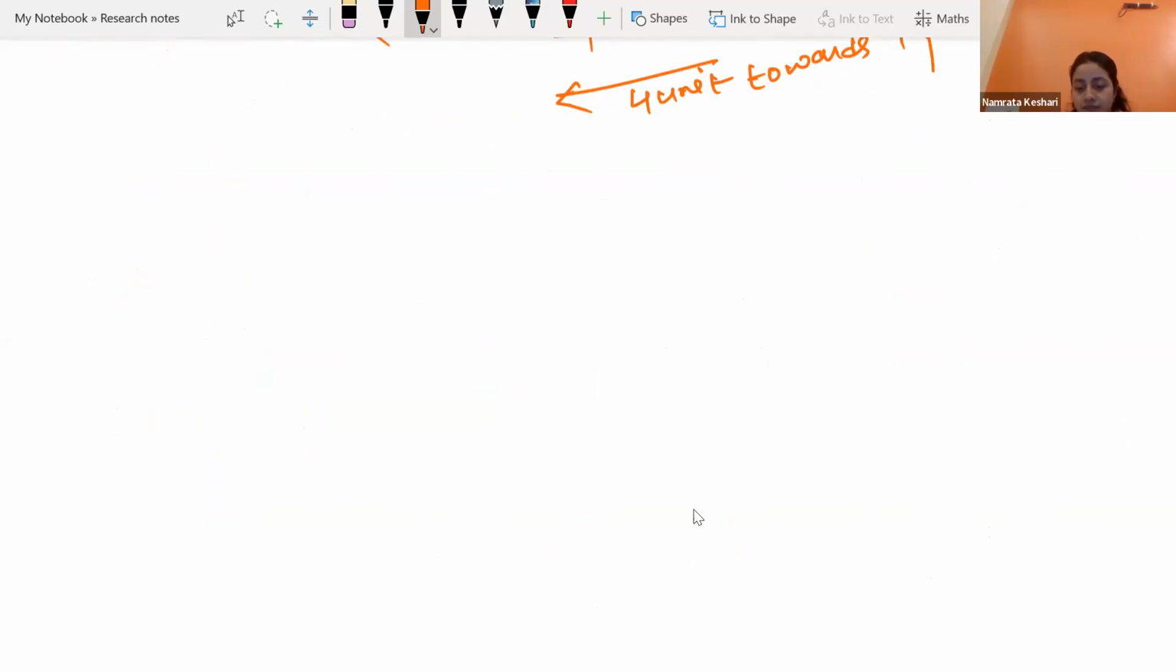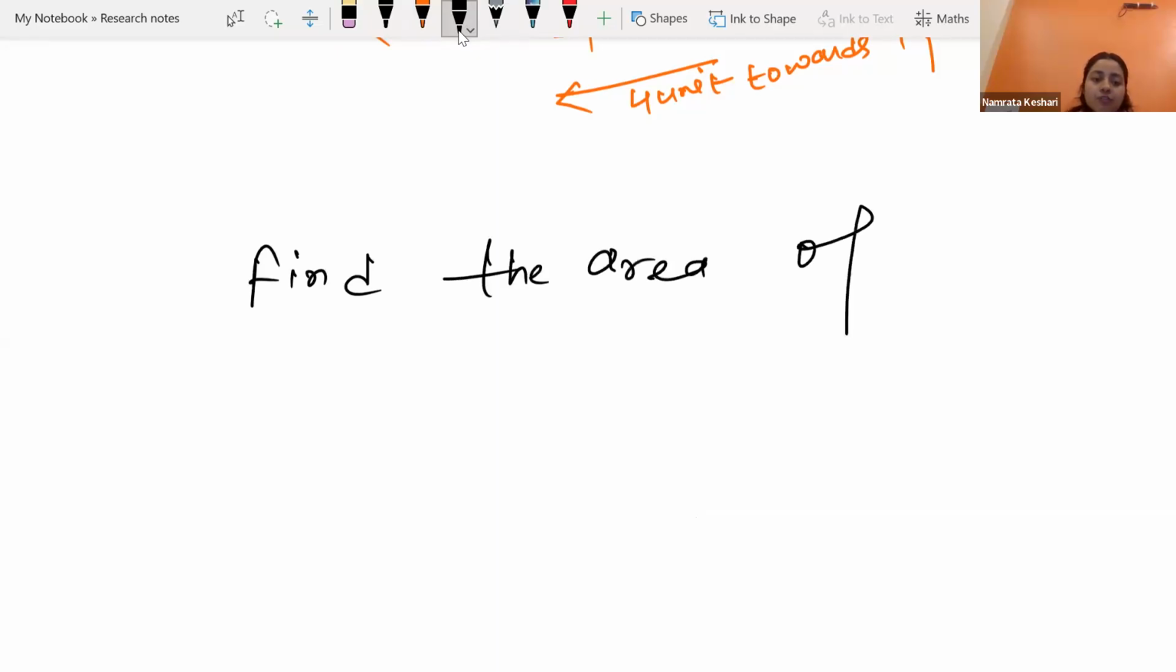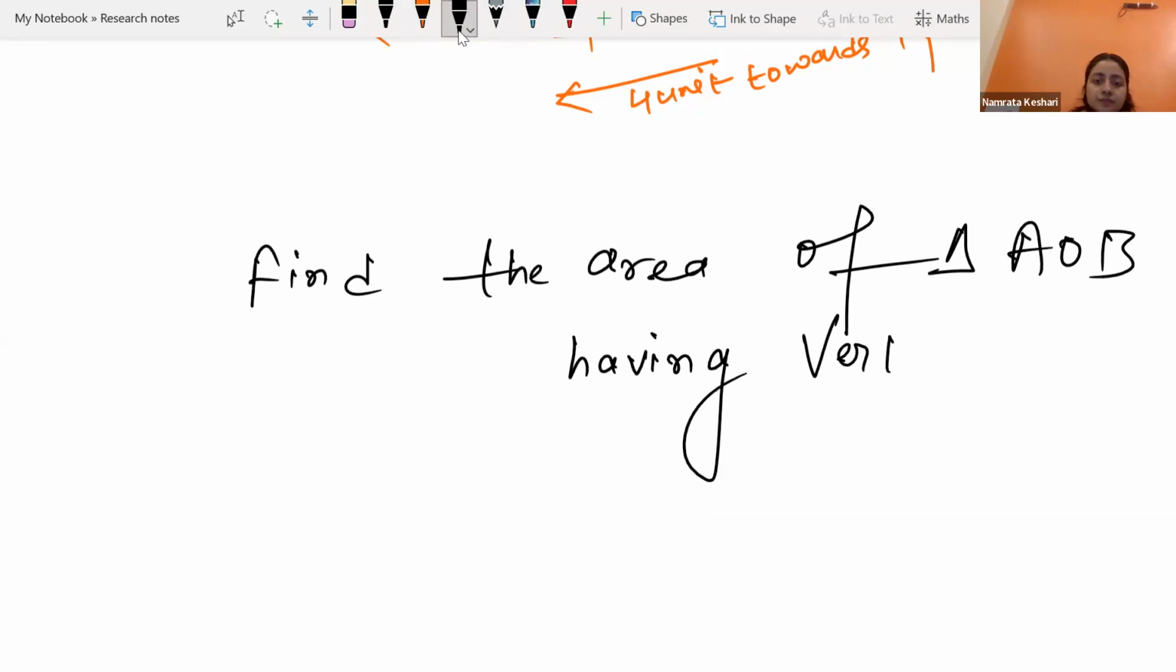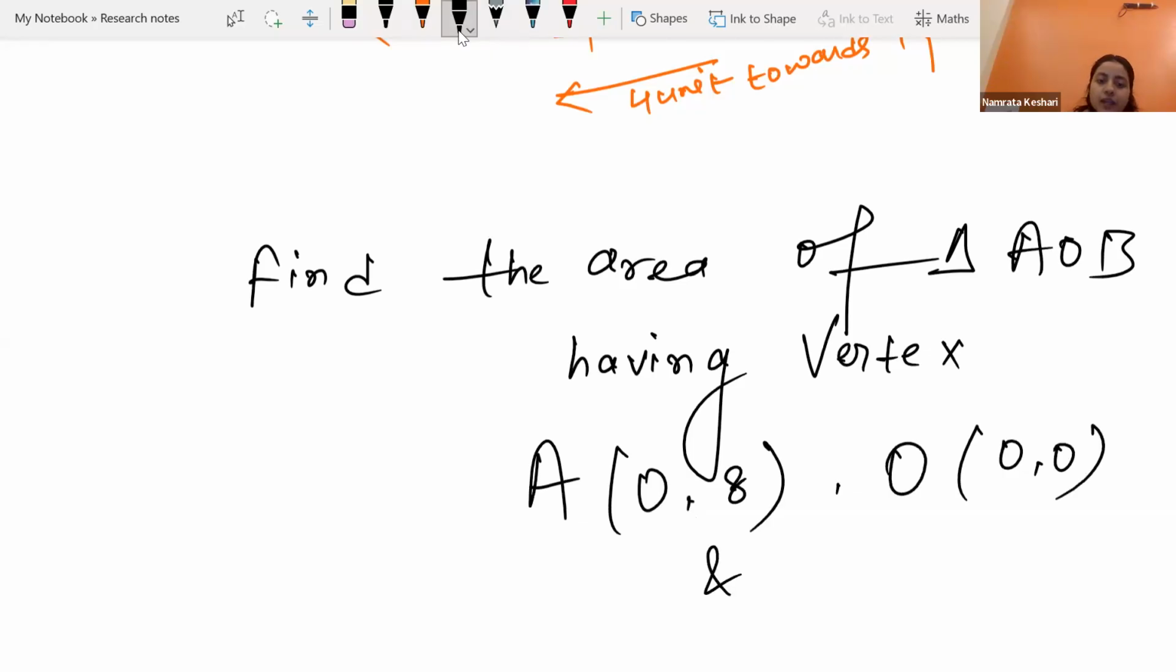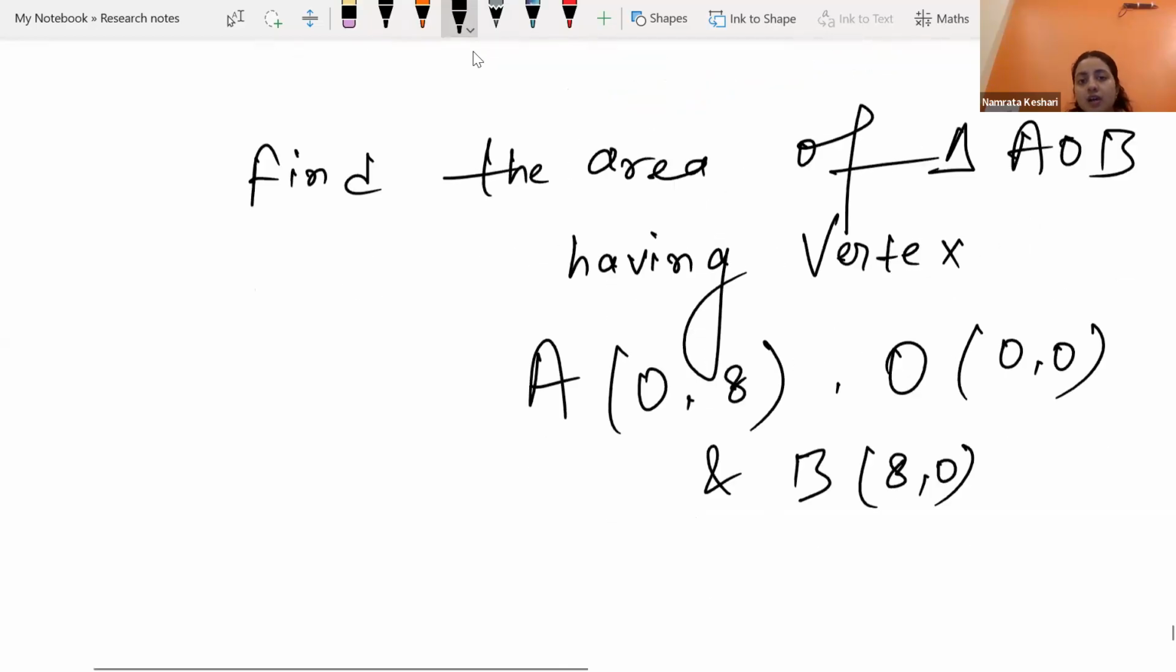Next, this question: find the area of triangle AOB having vertices A (0,8), O (0,0), and B (8,0). Please find the area. Represent the graph, locate the points, join them. Try to observe the pattern and then find the area.